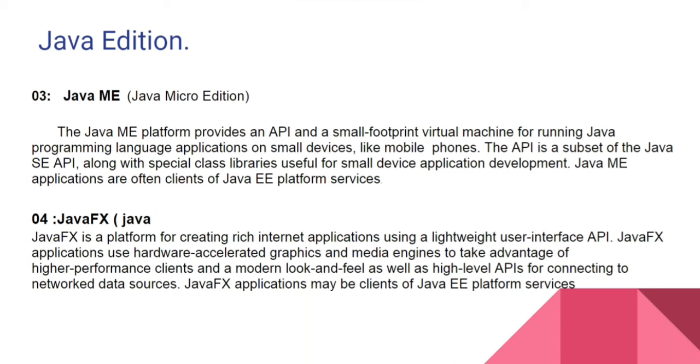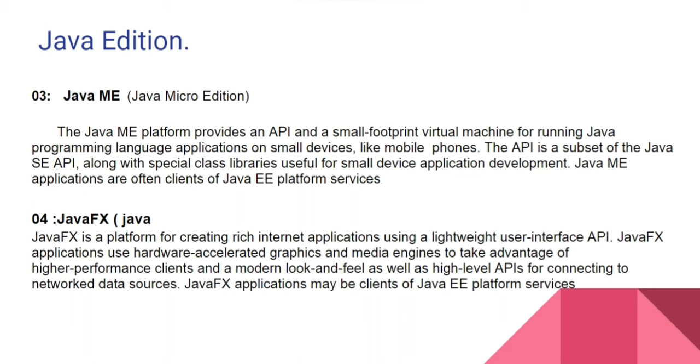So we have the Java Micro Edition. The Java Micro Edition provides an API and small footprint virtual machines for running Java programming language applications on small devices like mobile phones. The API is a subset of the Java SE API, the application programming interface, along with special class libraries that are useful for small device application development. Java ME applications are often clients of Java EE platform services.